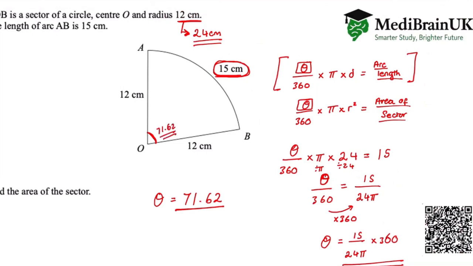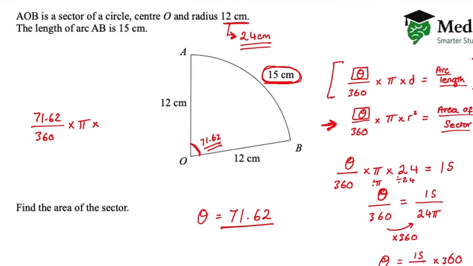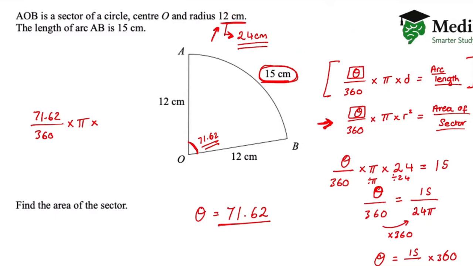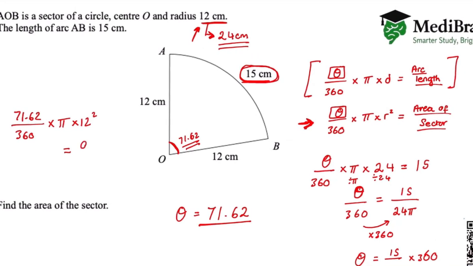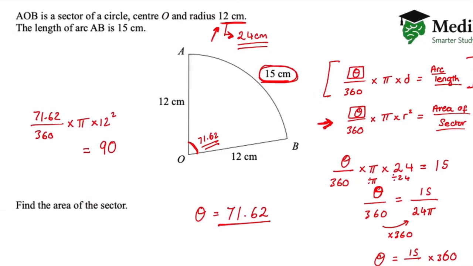And now we can work out the area by using this formula. Okay, and the area is the angle, which is 71.62, divided by 360, multiplied by pi, and then multiplied by r squared. Now, r is 12, as you can see over here. So it's going to be 12 squared. And then if we type that into our calculator, we are going to get an answer of 90. Bang on 90. So the area of the sector is 90 centimeters squared.